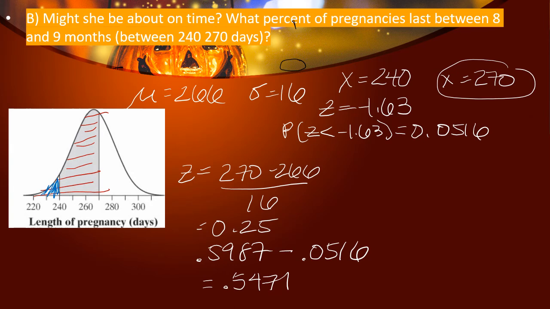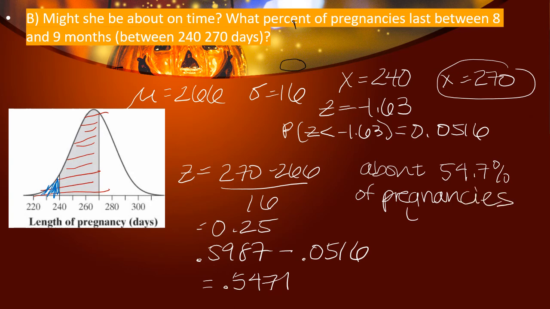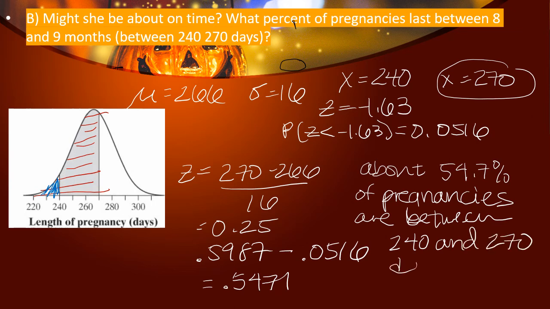So I might say about 54.7% of pregnancies are between 240 and 270 days.